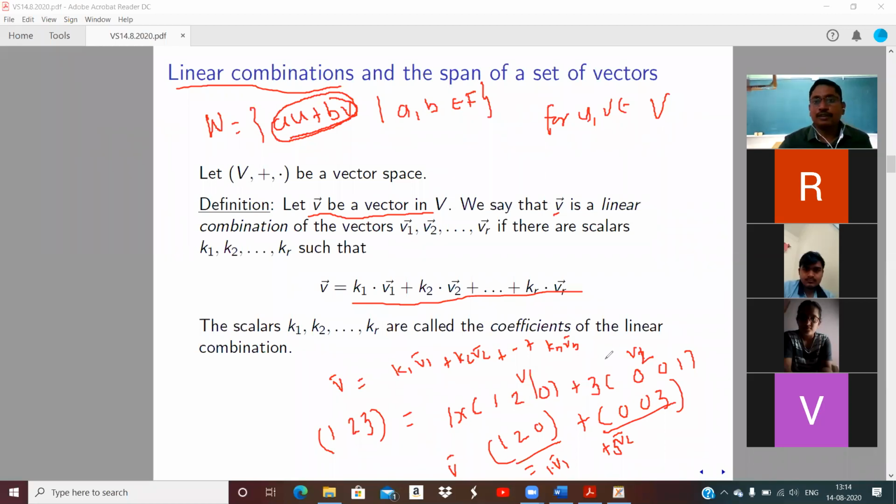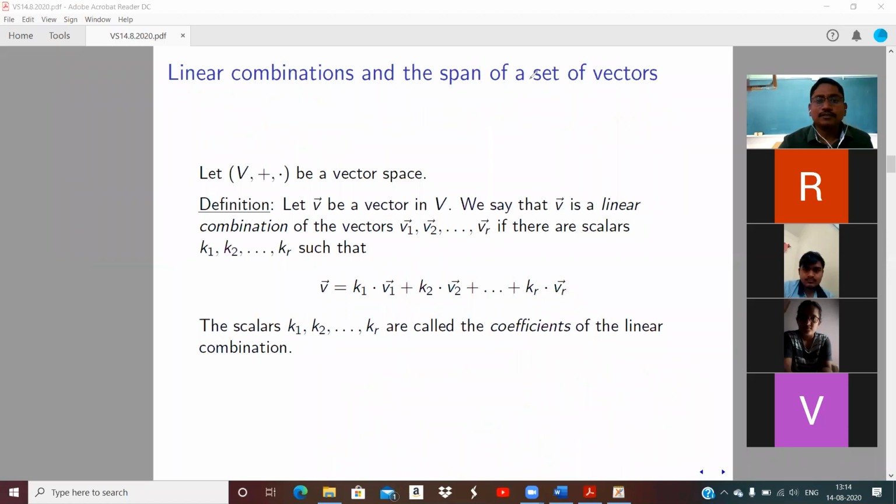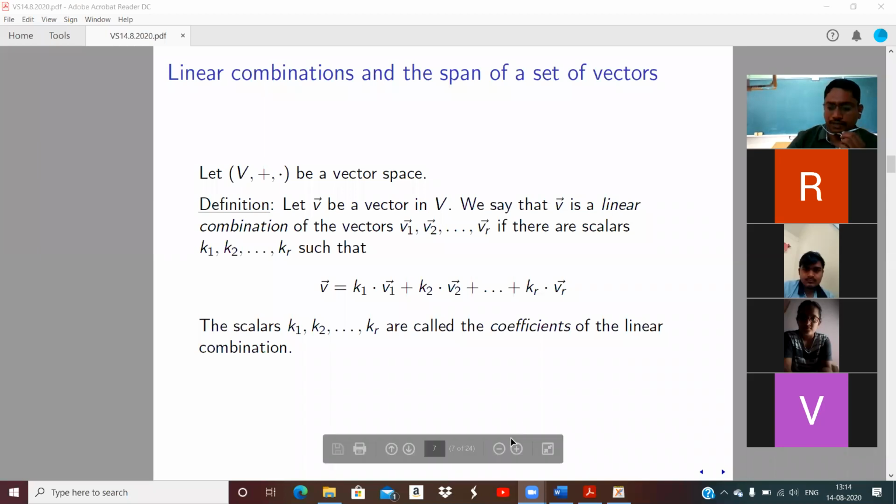So we'll see more examples of what we mean by linear combination. If you have any difficulty, please ask in the chat box. It can be written as a linear combination of these vectors. Just by example we can clear it. I think no difficulty.